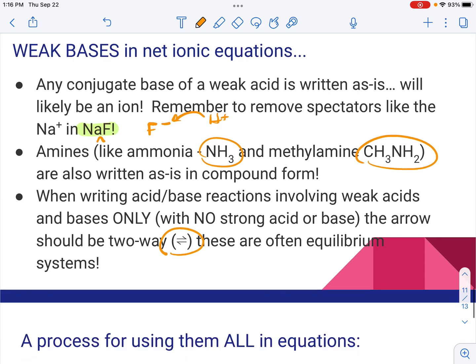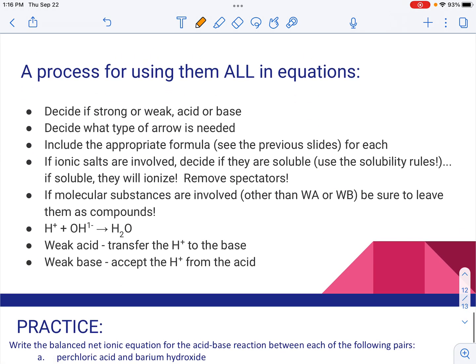Okay, so your process would be, of course, identify everybody as strong or weak acid or base, decide what kind of arrow, include the right formula, and that's what we just talked about. If salts are involved, make sure they're soluble. If you form a molecular substance other than a weak acid or a weak base, make sure you leave it as a compound. That's kind of unusual, but we'll see one where maybe you form H2CO3. Remember that this really forms water and CO2, and those are both molecular, okay?